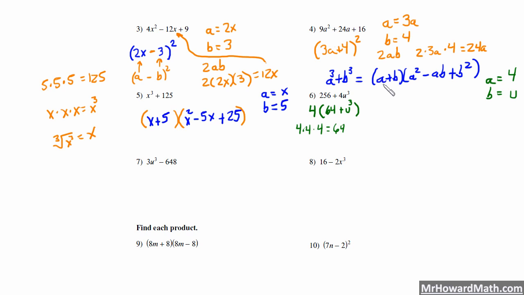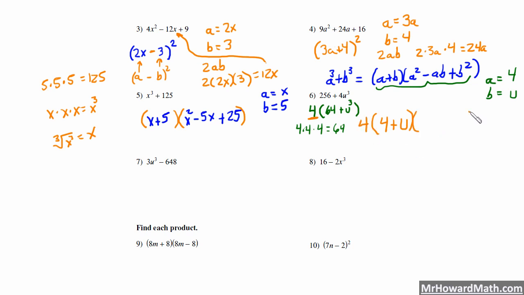Now we just apply this pattern right here. Let me do that in another color. So we have a plus b, so that's just 4 plus u. And we cannot forget to put this 4 out in front, so I'm going to do that right now so we don't forget it.